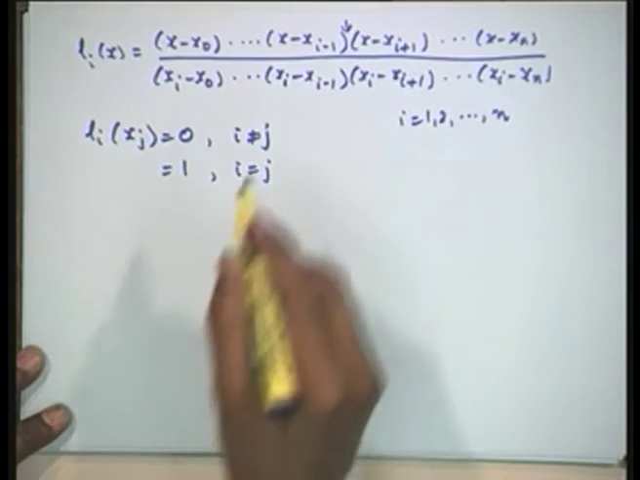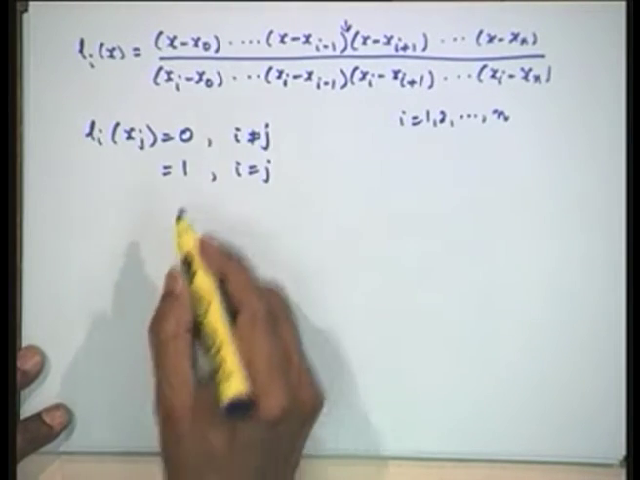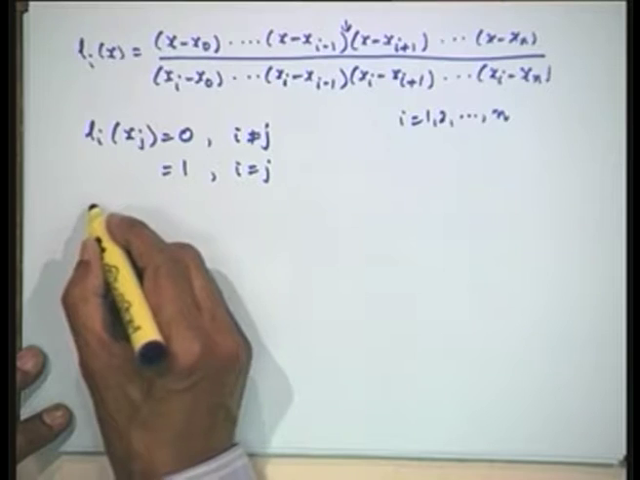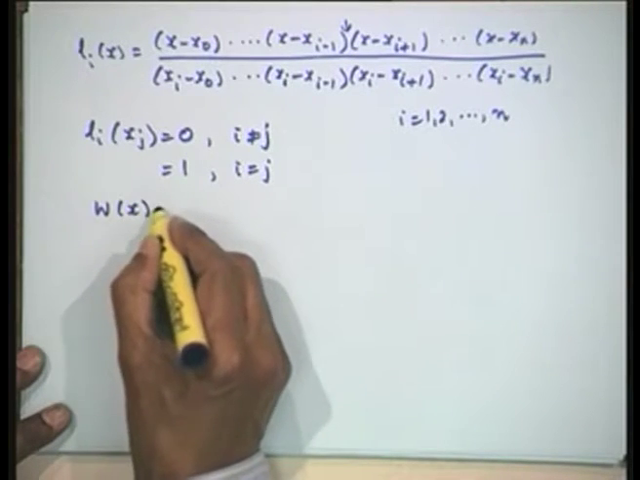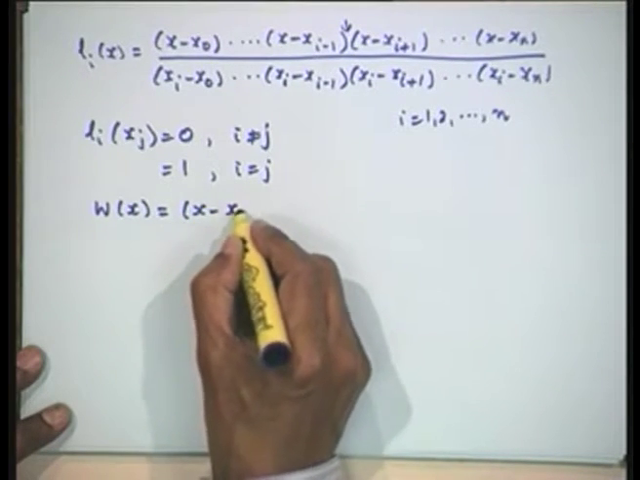Now, we can put this in a simple notation. So, let us set W(x) as the product of all the factors given in the problem.